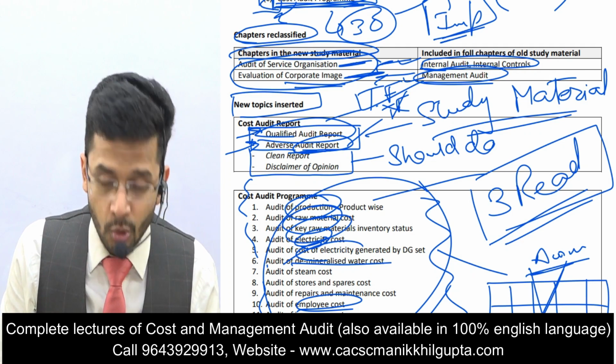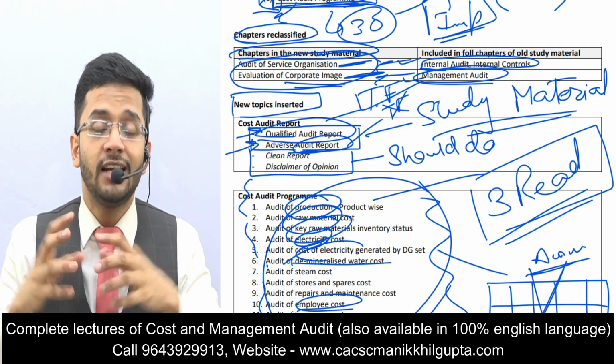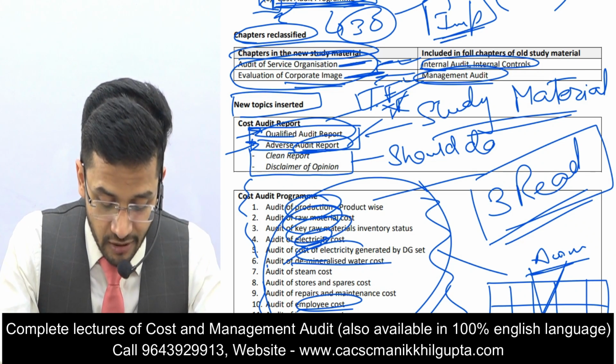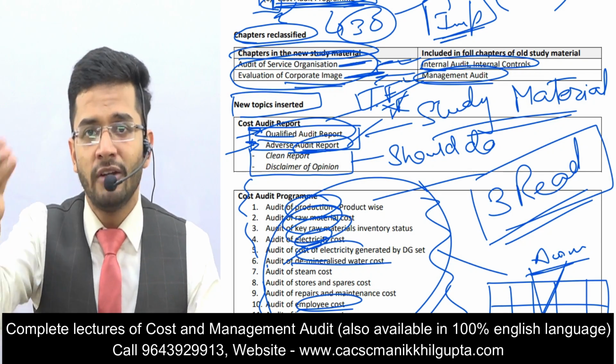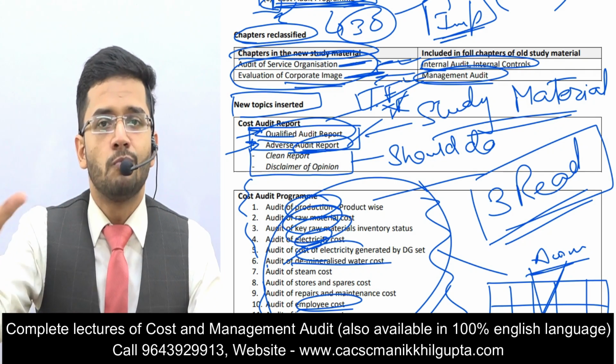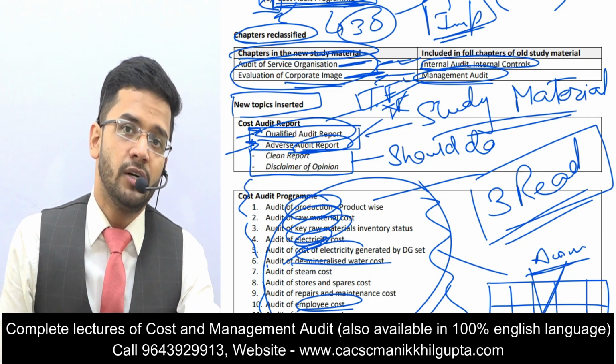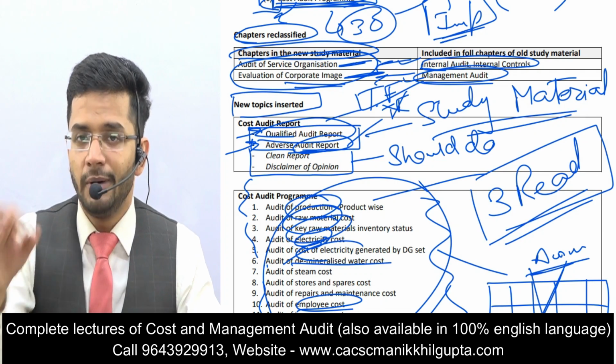Then the next two, which are not there in your syllabus, but I feel that you should be aware of them: disclaimer of opinion and clean report. Clean report means there are no errors, absolutely no error, true and fair view is there, and there are not even small errors or any small reservations of the cost auditor. That is represented by a clean report.